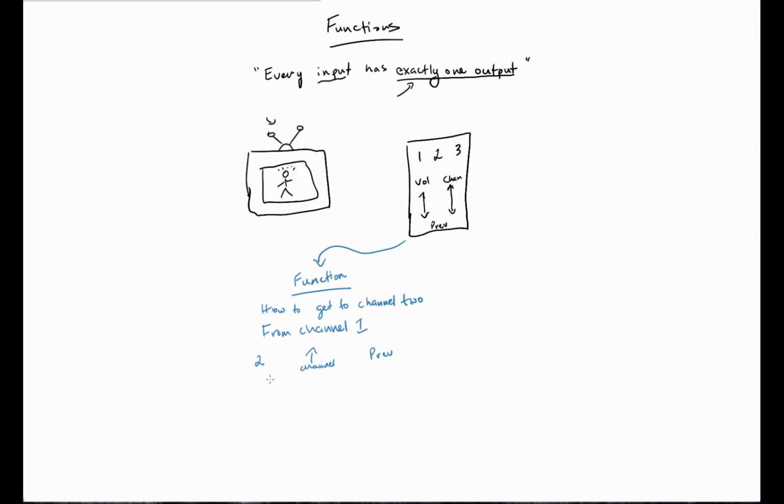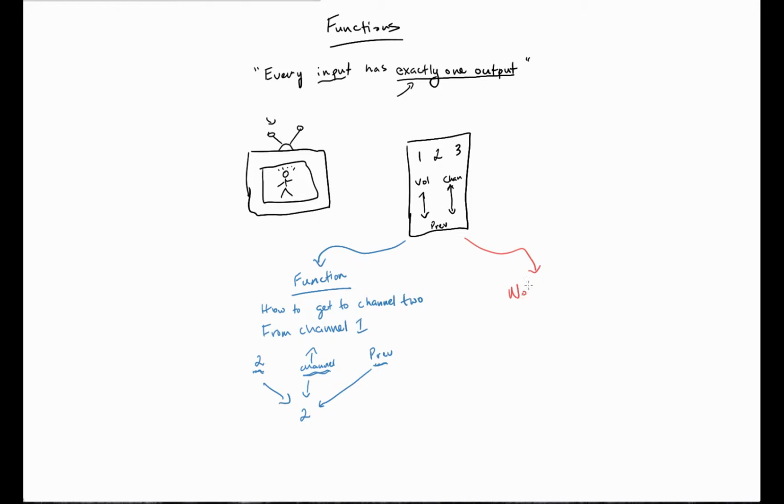Now, if you notice here, I'm choosing 3 different inputs. However, all 3 of them are going to get me to channel 2. But there isn't a case where the 2 button does something different. Okay? It always takes me to channel 2. Okay, the channel up button will always take me to channel 2, and the previous button will always take me to channel 2. That is a function.